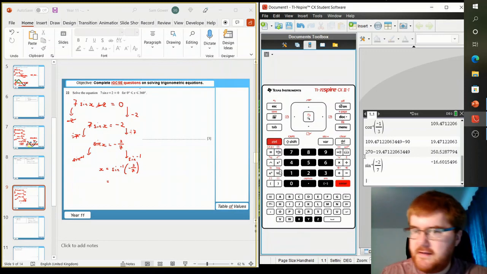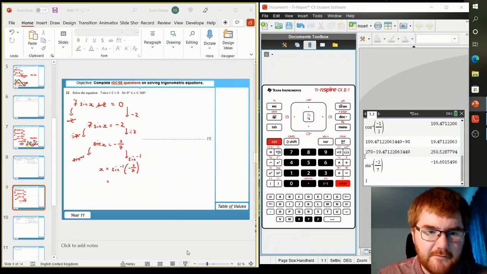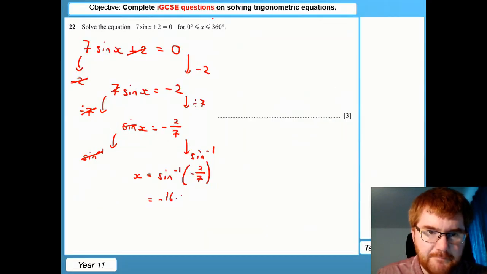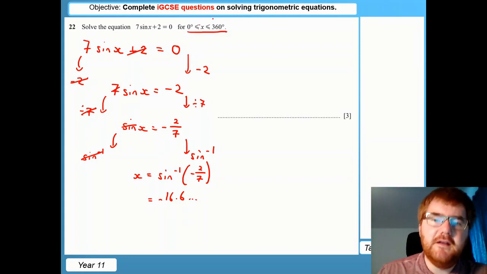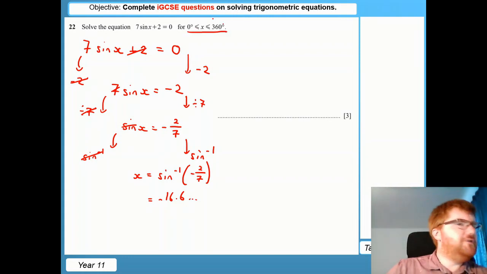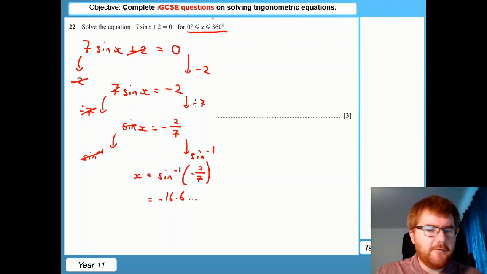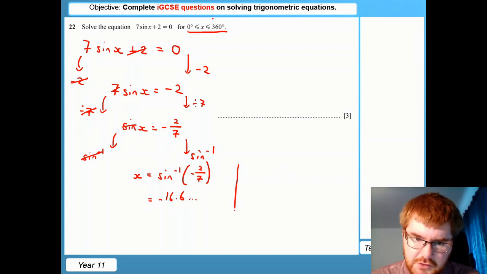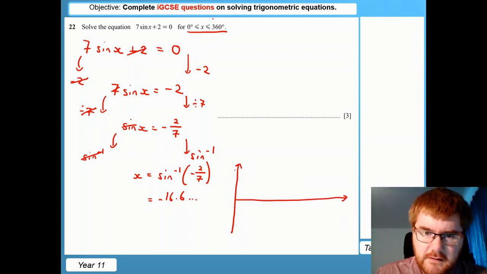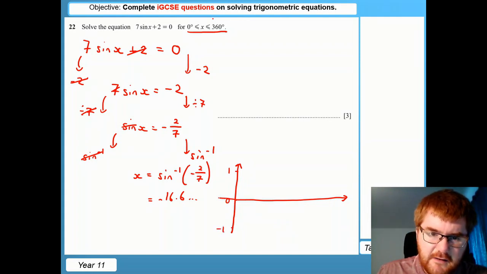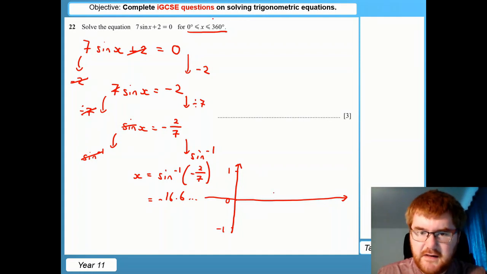So I'm going to talk about that now. Let's pop that in first of all. So minus 16.6 dot dot dot. Notice this is not within the domain that we have here between 0 and 360. So you're thinking, where do the two solutions come from? Well, we still do it in exactly the same way. We're going to draw a sketch of the sine graph, just as we've done before, going between 1 and minus 1, and extend it slightly over here as well into the negative direction.